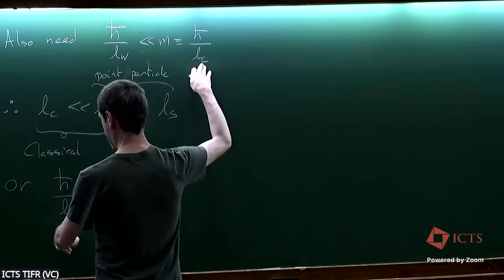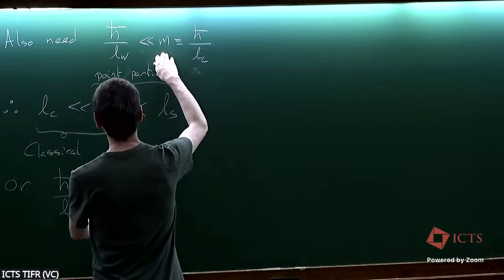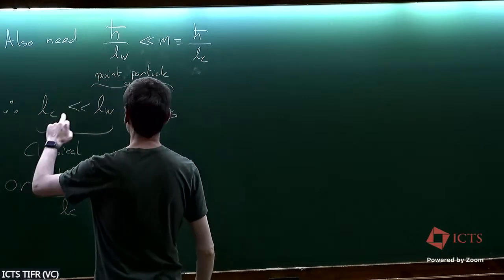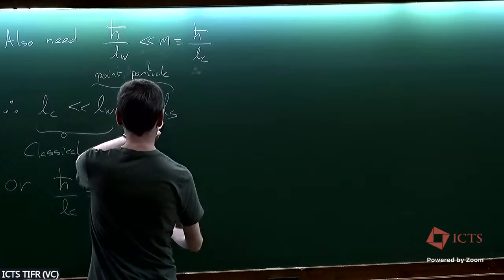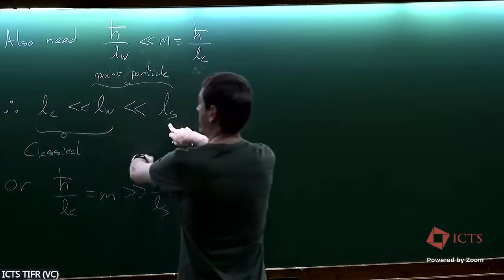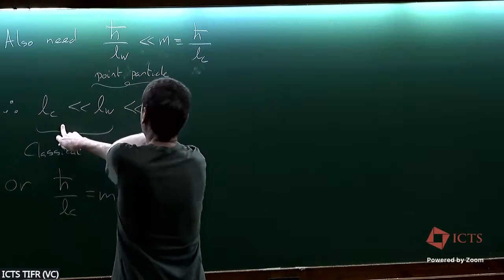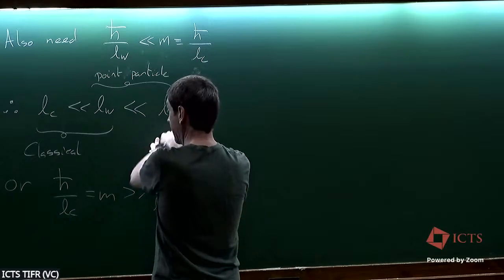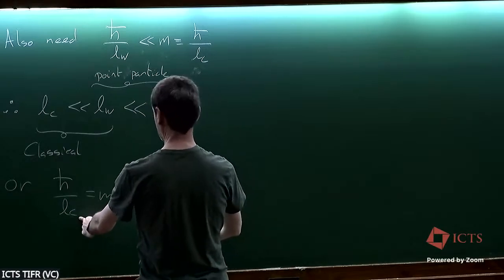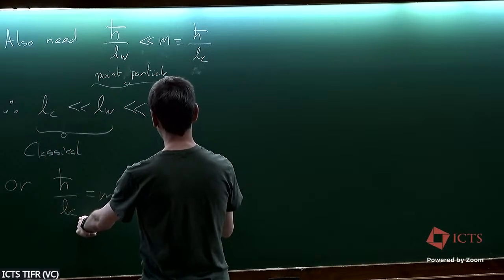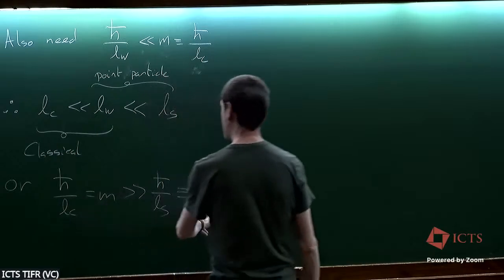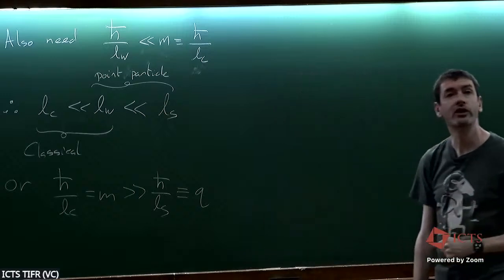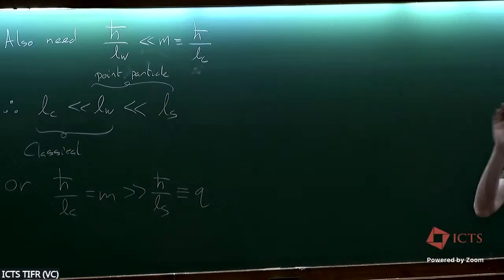So h bar over LC, this one here, this is the mass. It is going to be very big compared to h bar over LS. I'm dividing these through here. So 1 over LS is very much smaller than 1 over LC. So this is this inequality here. Now I'm going to define this h bar over LC to be a momentum q. So q is the typical momentum of the force carriers, or whatever is mediating the interaction.